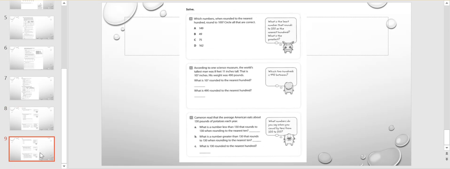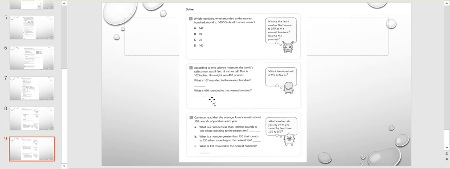Last page. Maybe. Sorry, maybe not last page. Yes, last page. Okay, number 4. Which numbers, when rounded to the nearest 100, round to 100? Circle all that are correct. So make sure you check every answer to see what it rounds to. I would love to see your thinking over here on the side in this open space. Circle all that round to 100.